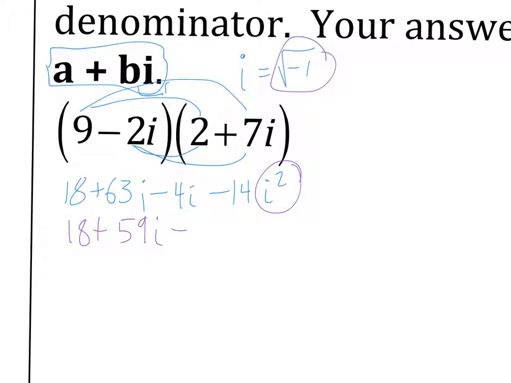Minus 14 times negative 1 is negative 14. Oh, look, that's a positive 14 now. Okay, 14 plus 18 is 32, plus 59i. This now looks like that a plus bi form.